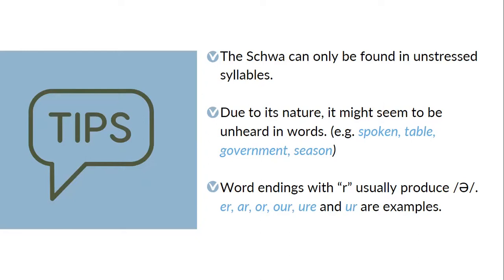So the first syllable in season is stressed. Now, when words end with R, especially when they have more than one syllable, right? They would have the schwa sound. ER, AR, OR, OUR, URE, and UR are examples of word endings that could be represented by the schwa sound.